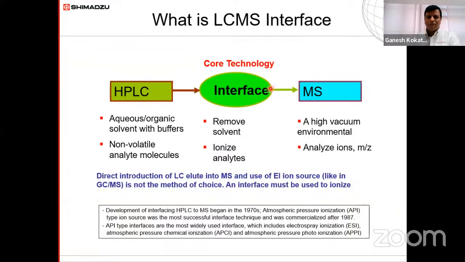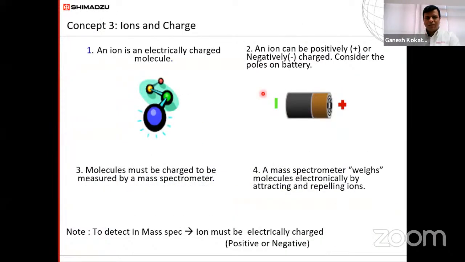All sources are placed over here. APCI or ESI is placed in the interface. So how it works. And the third concept is ion and charge ratio. The whole LCMS concept is based on the mass to charge ratio. Everybody knows about the ion; why we call it m by z is because either you need a positive charge or a negative charge to detect on MS, at least on LCMS, as today we are discussing LCMS.